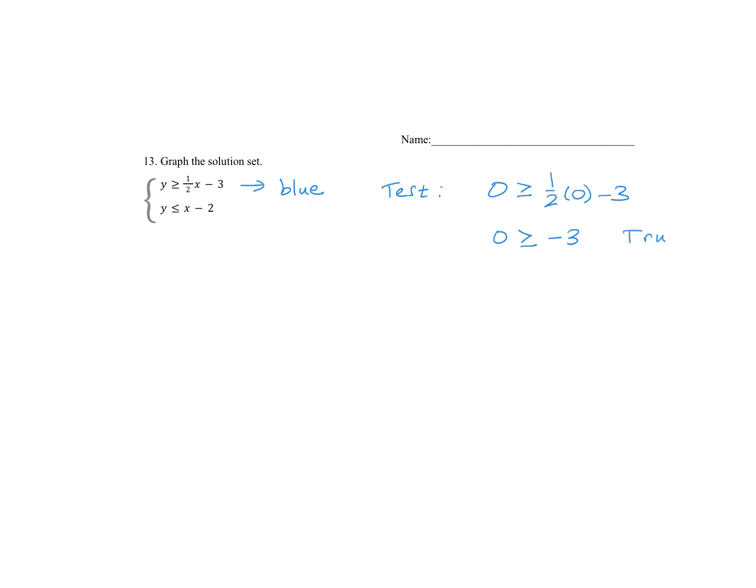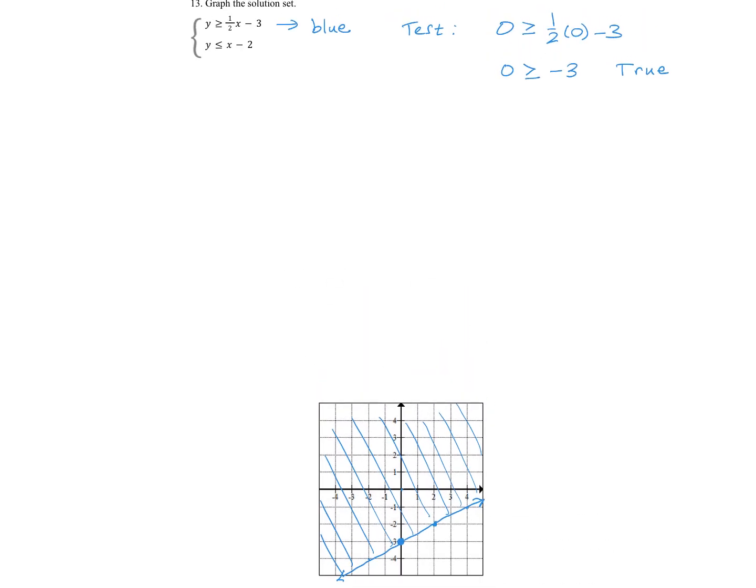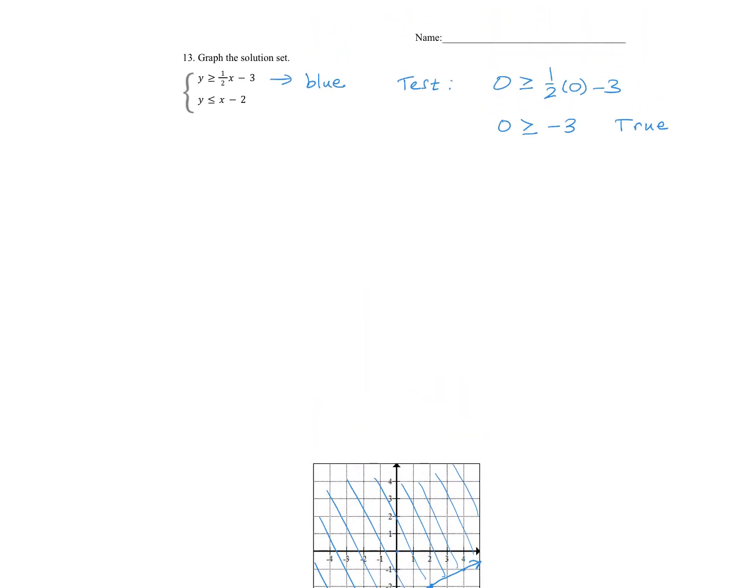And that is true because 0 is bigger than any negative number. So what you do is you shade the side that had the 0, 0 on it. So this right here is a set of all ordered pairs that makes the first inequality a true statement. We now repeat the process for the second one.